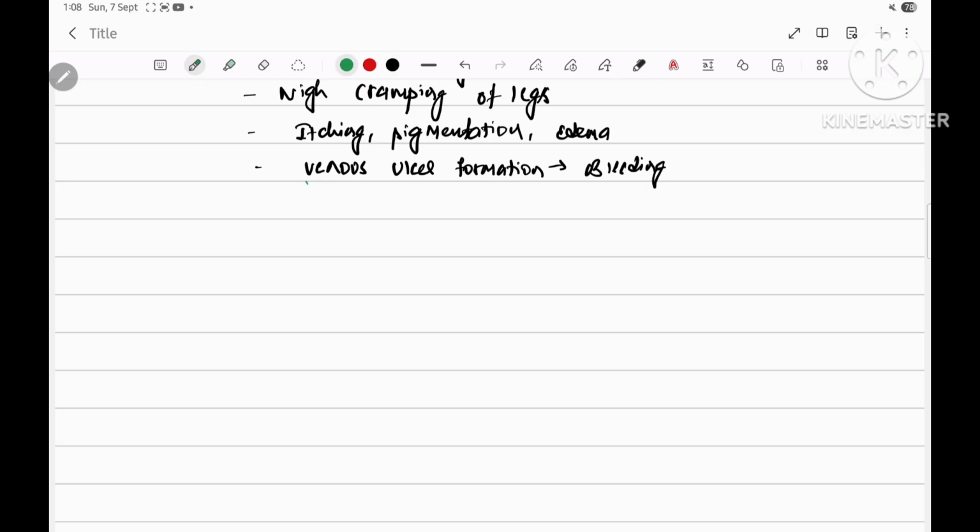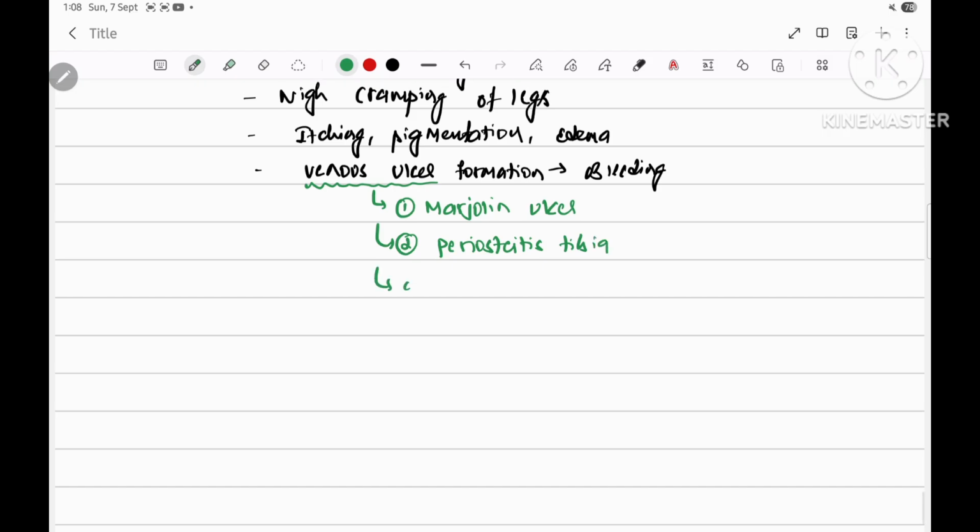When this venous ulcer is formed, it can lead to a lot of complications. Among them, the most major ones are, one is the Marjolin ulcer. The varicose venous ulcer can lead to the formation of Marjolin ulcer. The second one is periostitis of the tibia. And the third one is the equinus deformity.